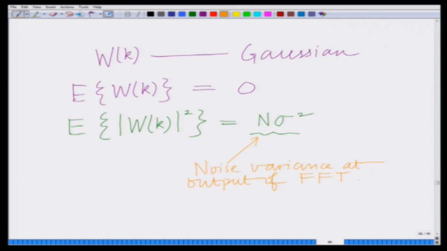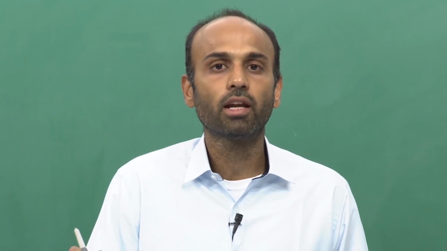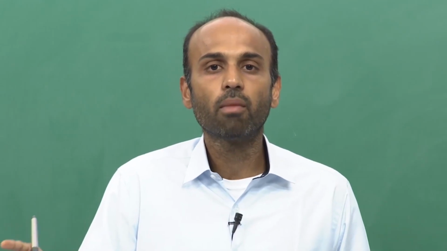So, we have characterized the properties of the noise at the output of the FFT. Now, let us characterize the property of the channel coefficient capital H of k. Remember, capital H of k is given by the FFT of the zero padded channel coefficients h0, h1 up to h capital L minus 1 followed by N minus L zeros.